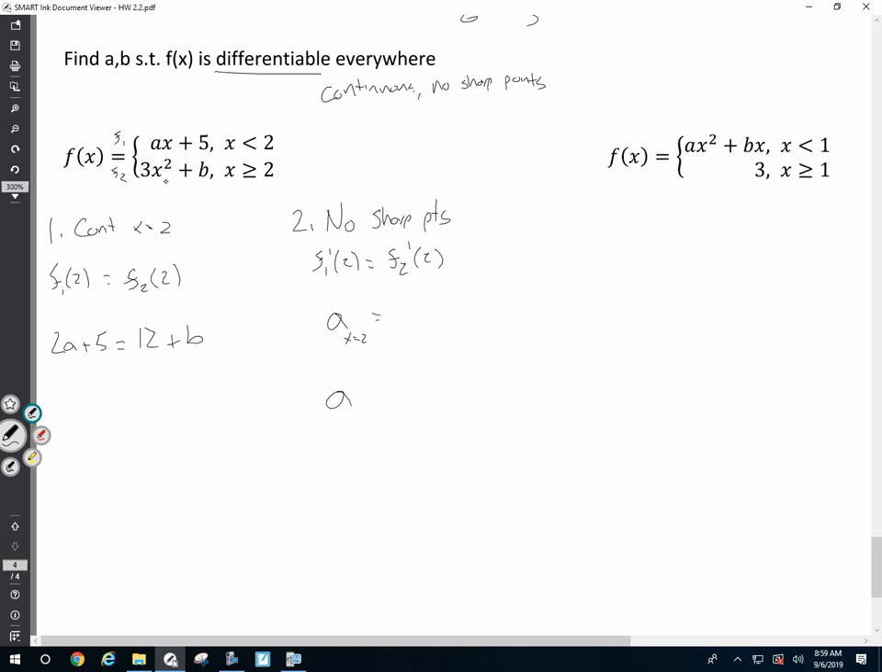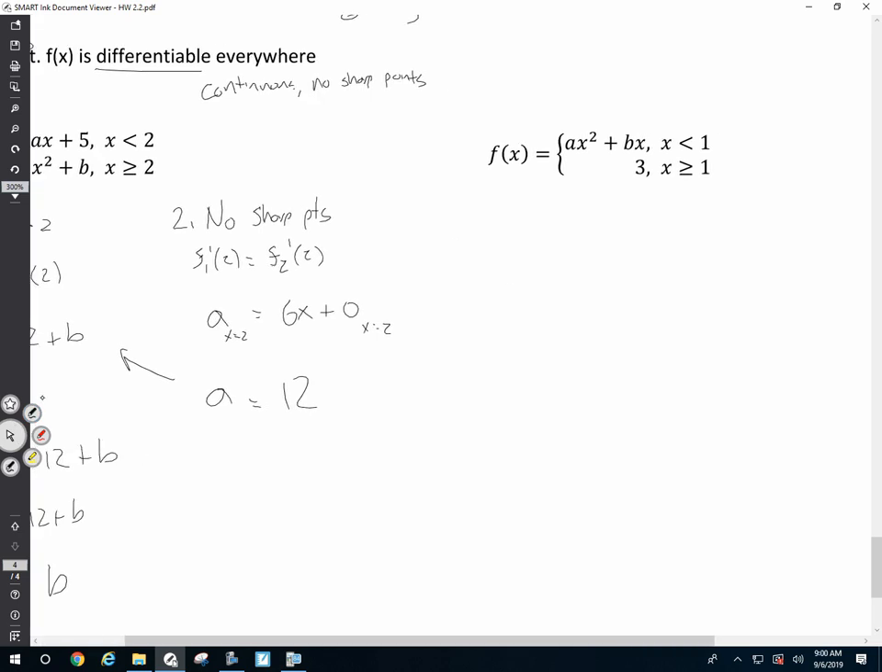But the second piece, the tangent slope generator for 3x squared plus b is 6x plus the derivative of b being a number, is just 0. But at 2, the tangent slope to the second piece at 2 is 12. That gives me what a is. Take that, plug it in. 2 times 12 plus 5, 29 equals 12 plus b. 17 is b. Got it?